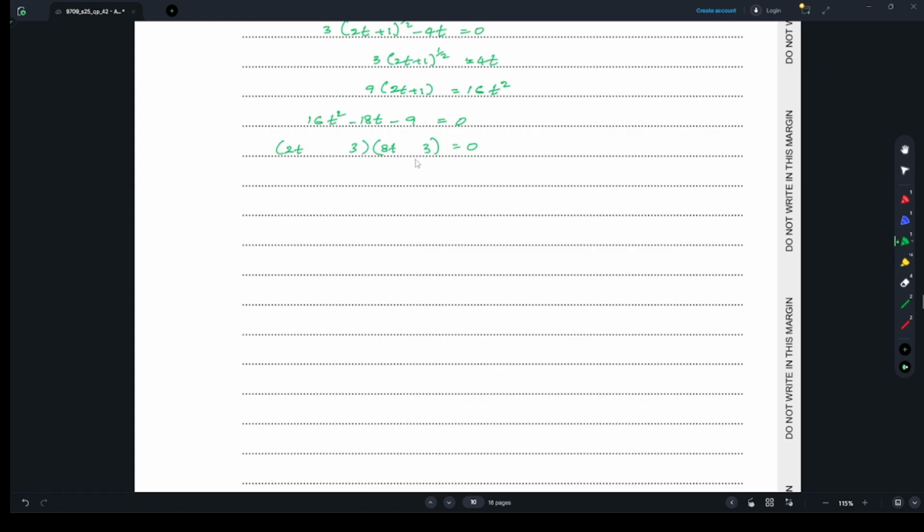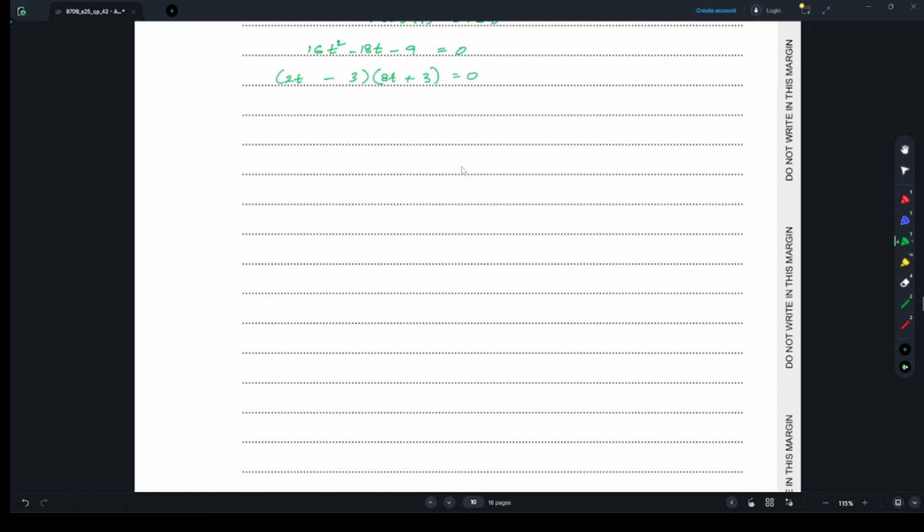So we should have minus 18. If I put minus here, then minus 3 times 8 is minus 24. And if I put plus here, then 2t times 3 is 6. So minus 24t plus 6t is minus 18t. Okay. So I can write, therefore, from the first bracket, t equals, by equating to 0, 3 goes to the other side, so 3 divided by 2. Or the other one is t equals, 3 goes to the other side, so minus 3 over 8.